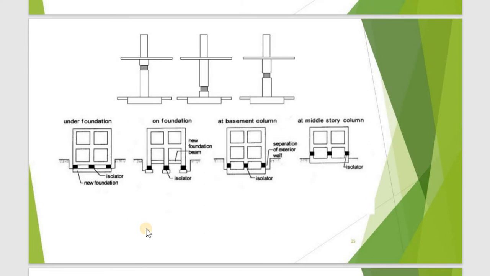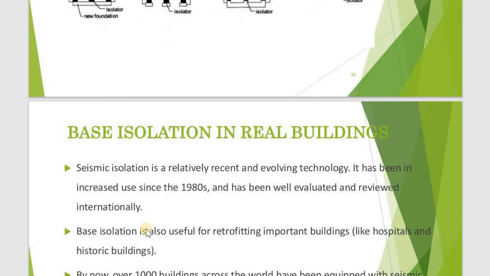That is, if a building, here I can find an isolator. Then there is another form. At the base of the column I can fix the isolators, or at the middle of a story I can fix the isolators. So there are different locations. That is based on the topography of the land, what the cost is, what load is coming, etc. We are having different locations.